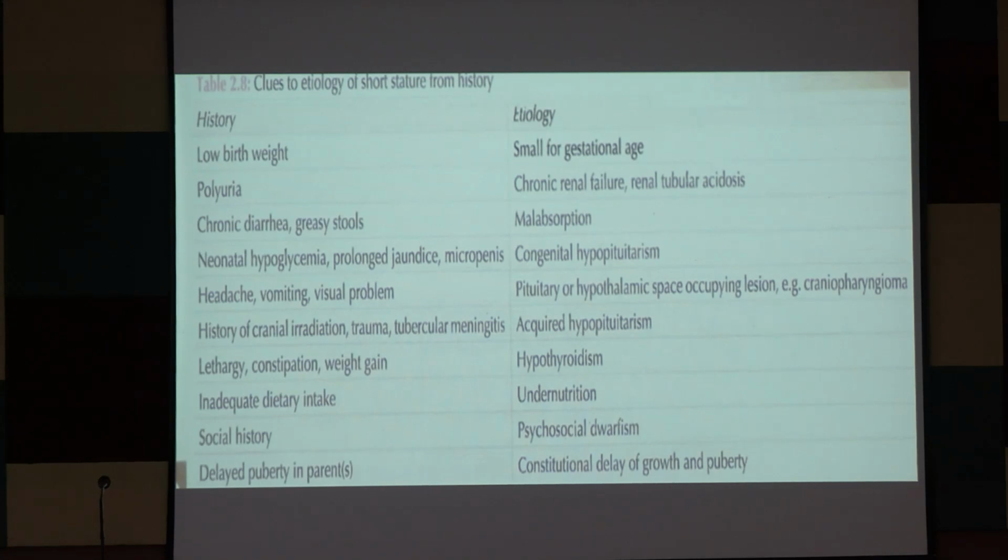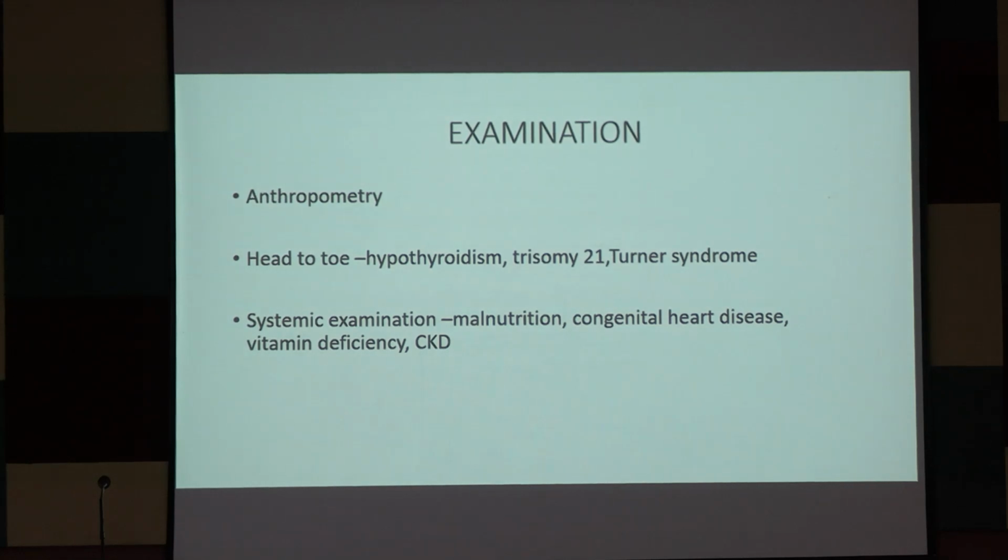Next, the social history is important to exclude psychosocial dwarfism. Delayed puberty: a history of delayed puberty in the parent will be present in constitutional delay. We will discuss it later in detail. Now, done with the history, let's go for examination.